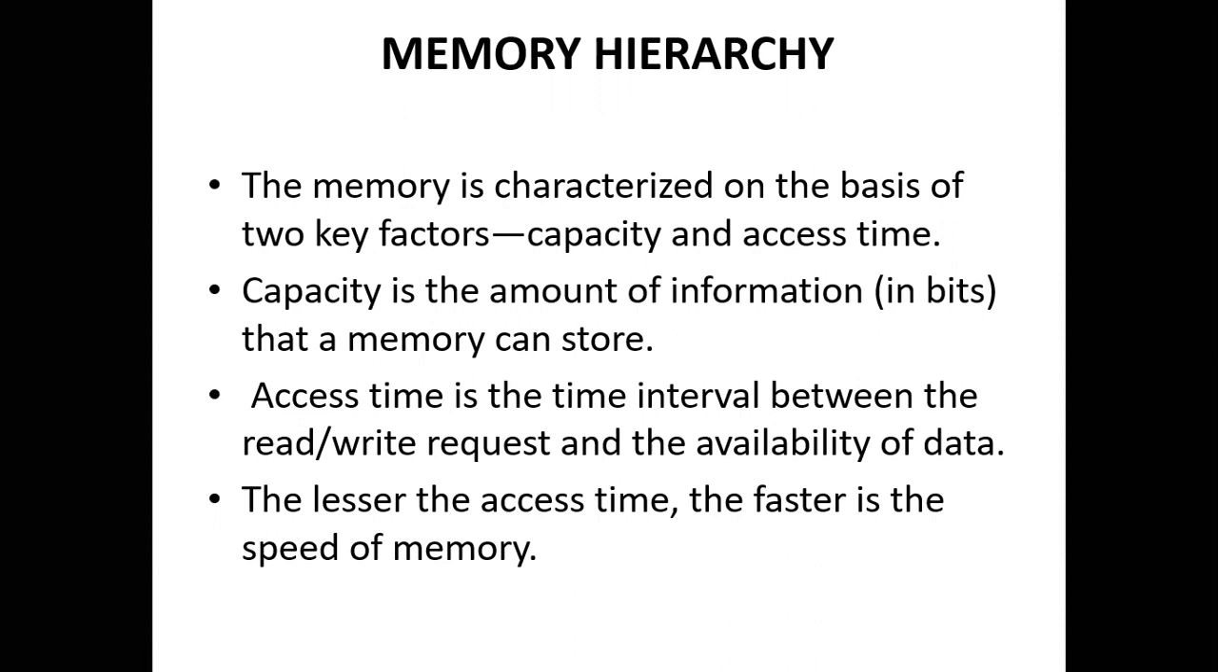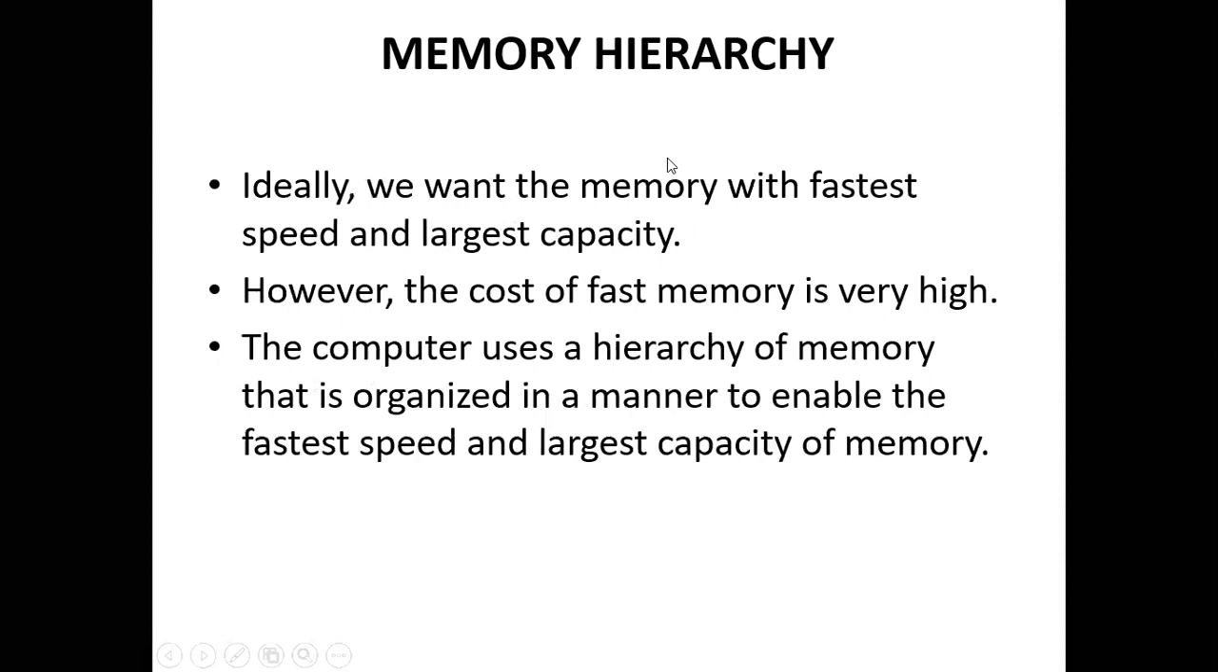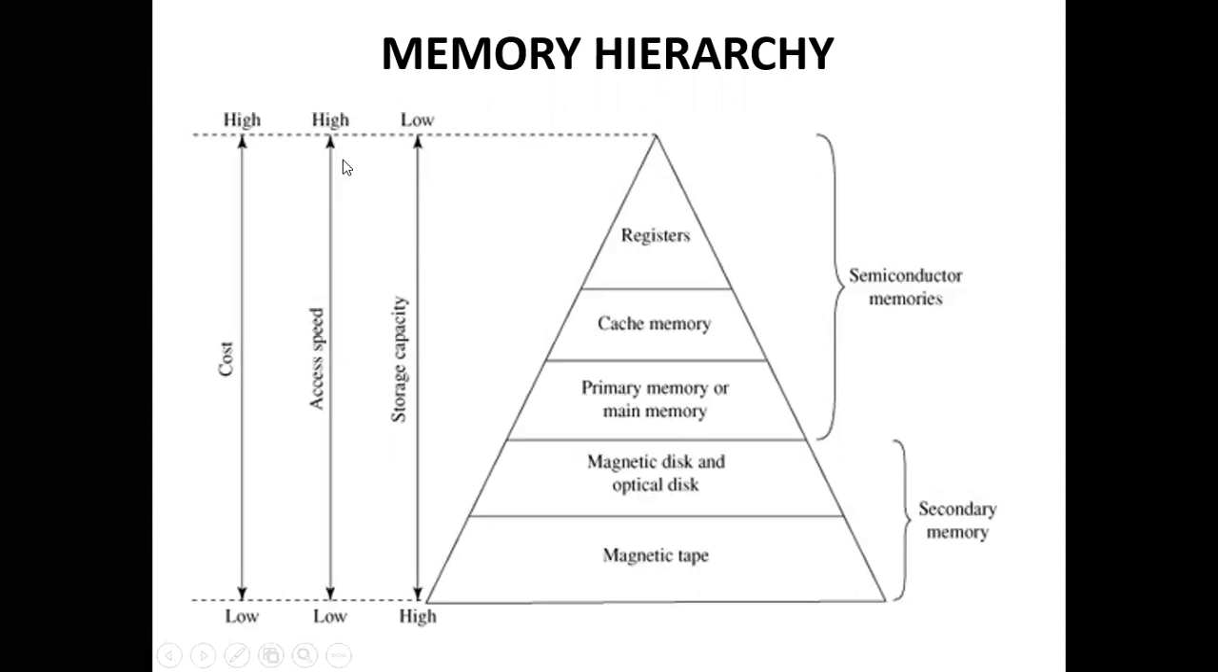Ideally, what we want is to have computers which are very fast and have a large capacity. Unfortunately, computers that are fast have a higher cost. So we have to show how that is organized. When the different memory components of the computer are organized, we are looking at them in terms of the cost, the access speed, and the storage capacity.